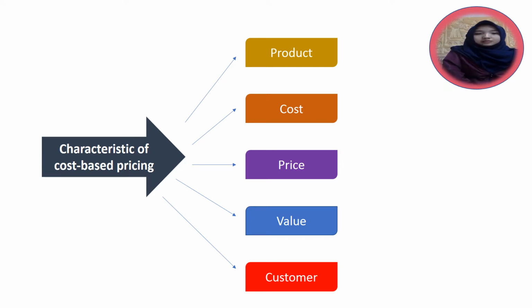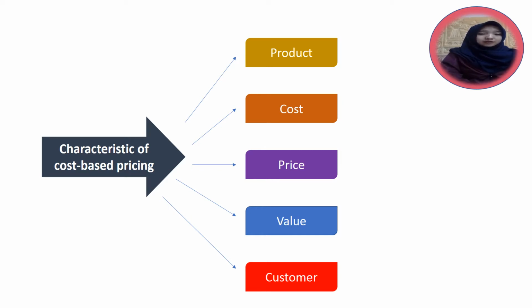The second one is cost. Every product must have costs related to it. By looking at the cost first, you can consider how high the price that you can charge to the customer. The third one is price. You need to set your price on that particular level where you can maximize your profit. The lower the price, the higher the demand will be.